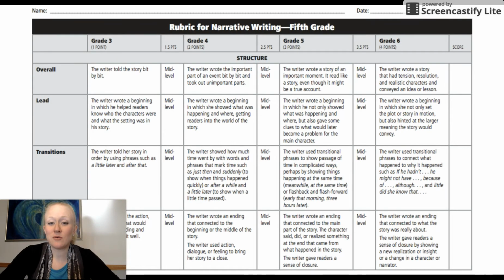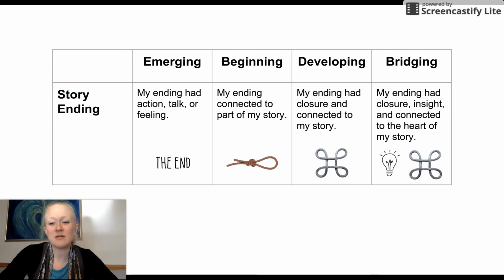Here's an example of a rubric that's got a lot going on, and it's great for us as teachers to use, but here's what I might do to make it more kid-friendly. I might pull out just the one row we're working on today, and I shortened the language and made it more kid-friendly and added some visual symbols to help students understand what's expected at each level. And we would talk about this as we go.